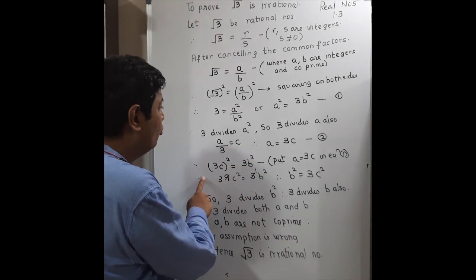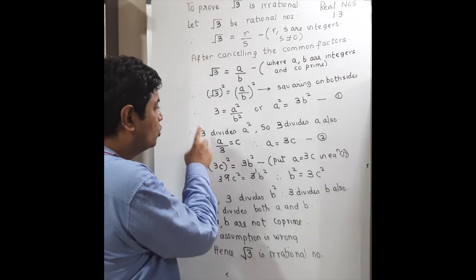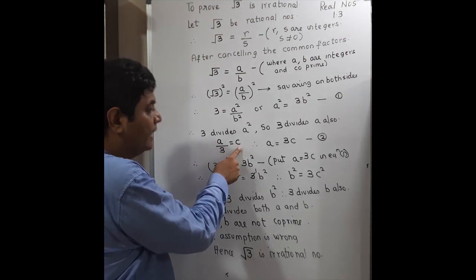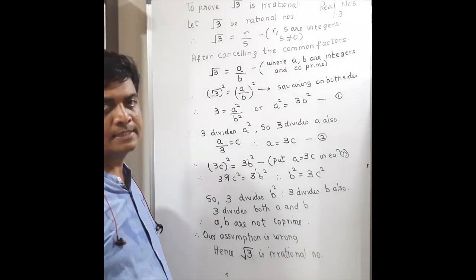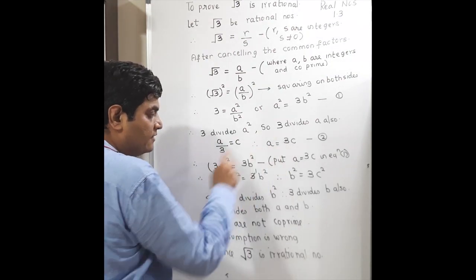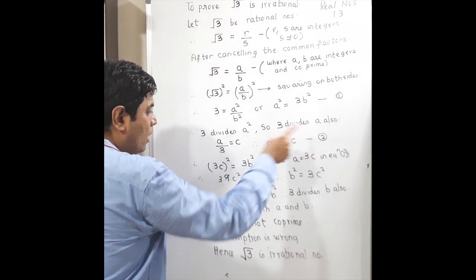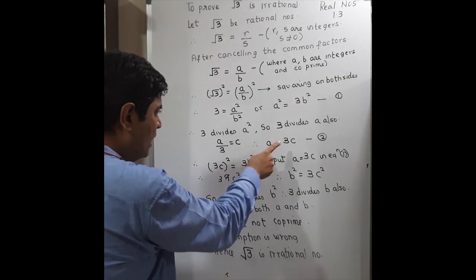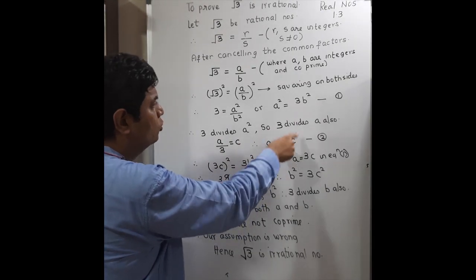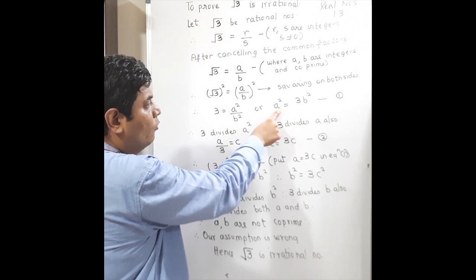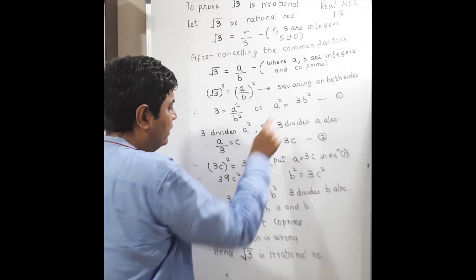So here we have found out that 3 is dividing A. So therefore A upon 3 should be an integer, and let that integer be C. So you get A is equal to 3C. This is equation 2. I substitute this A is equal to 3C in equation 1. What is equation 1? A square is equal to 3B square.